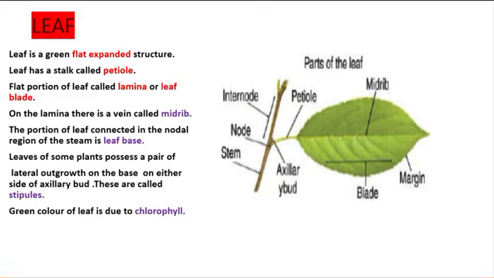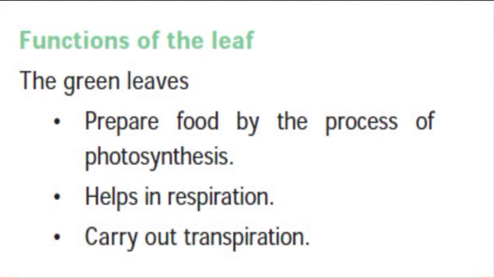Leaves of some plants possess a pair of lateral outgrowth on the base on either side of the axillary buds. These are stipules. The green color of the leaf is due to the presence of green colored pigment called chlorophyll. Functions of the leaf. The green leaves prepare food by photosynthesis. They help in respiration. They carry out transpiration.